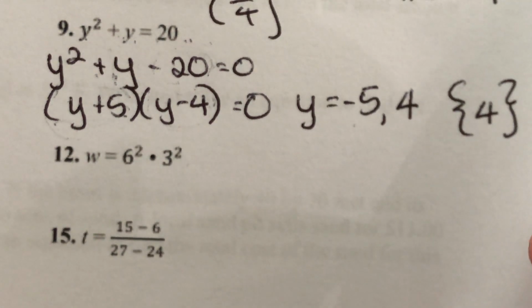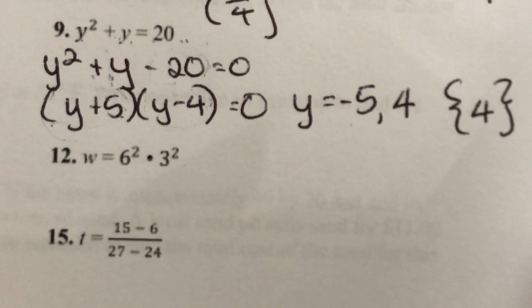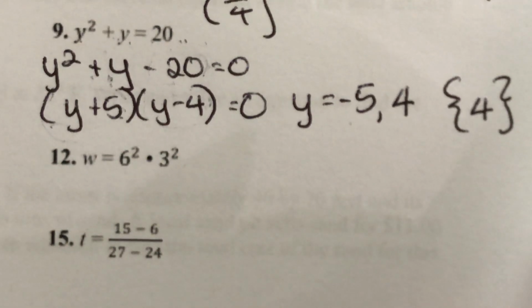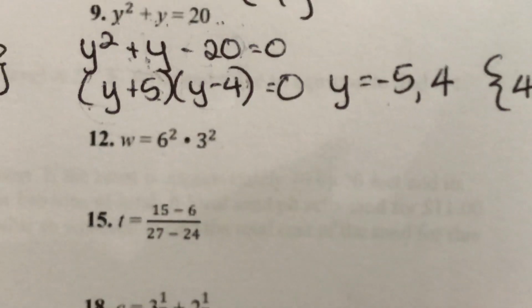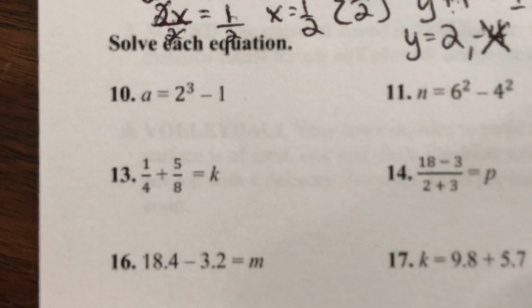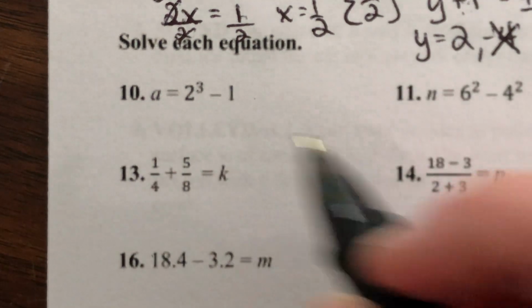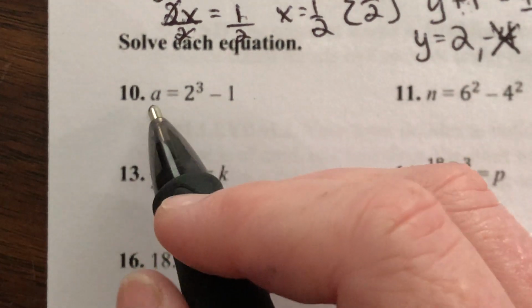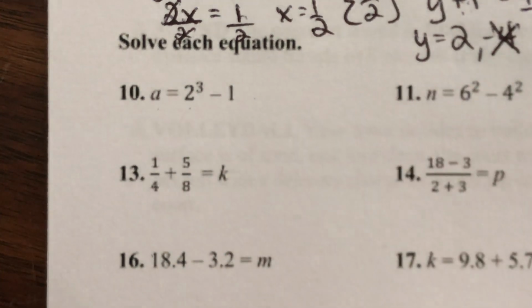So it's just solving for a variable like normal, but your choices are limited as to what numbers can be the solution. Okay, and then down here at the bottom, this is just solving equations. So I'll do a few of these, not all of them, and then we'll flip on to the back of this worksheet. So I have a equals 2 to the third power minus 1.